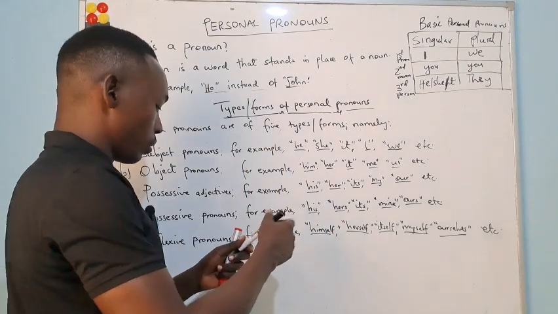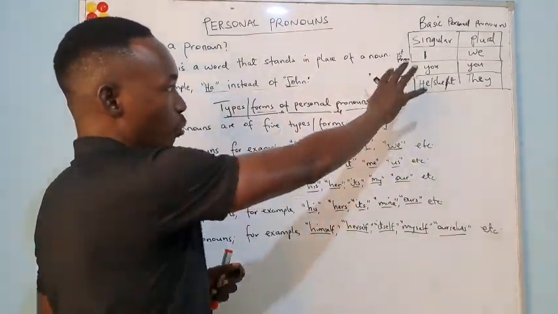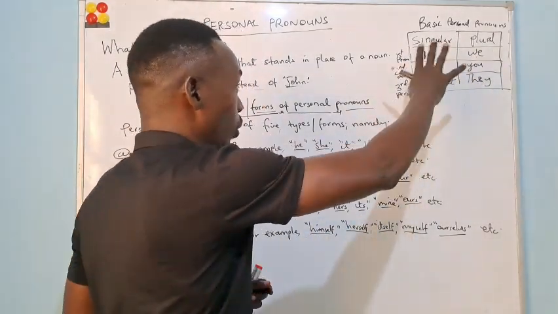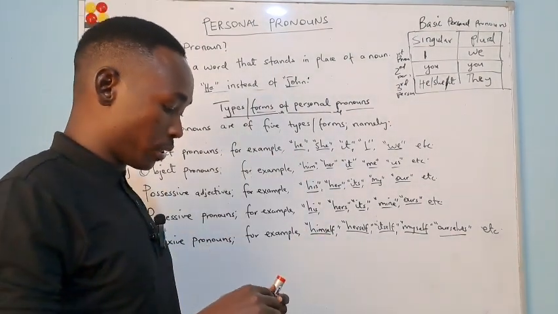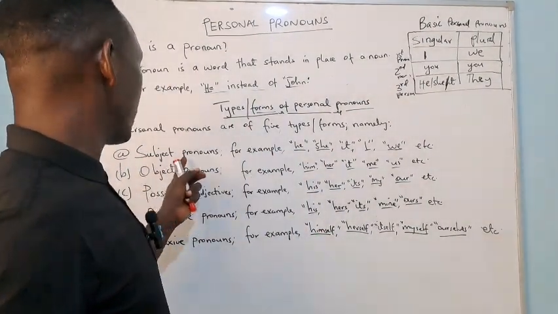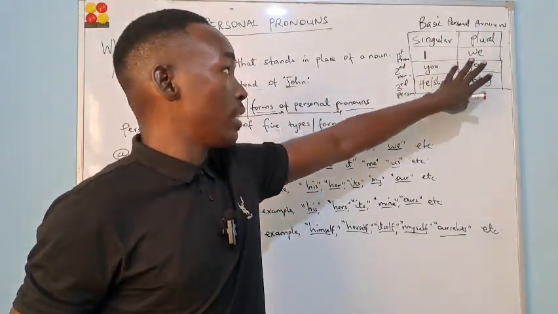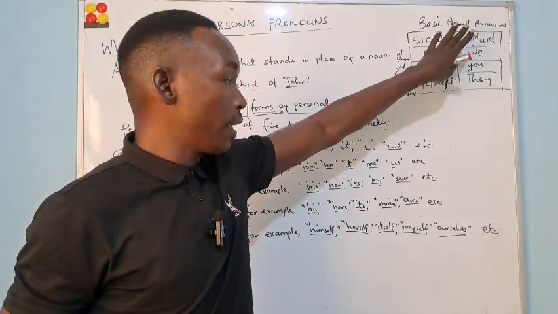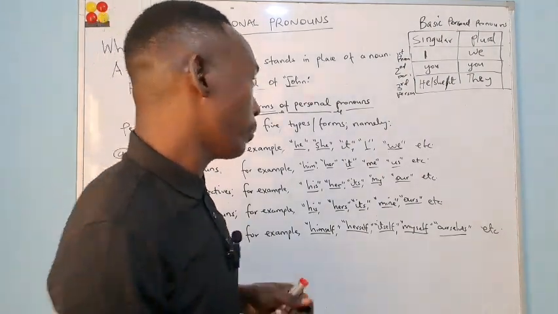Now, from these, we can get other types of pronouns, or sometimes they can be other forms of these pronouns. They can change into other forms. We can get subject pronouns, which are these ones. These stand as subjects of the sentence. Do you understand? You can say, they are going to school, for example.